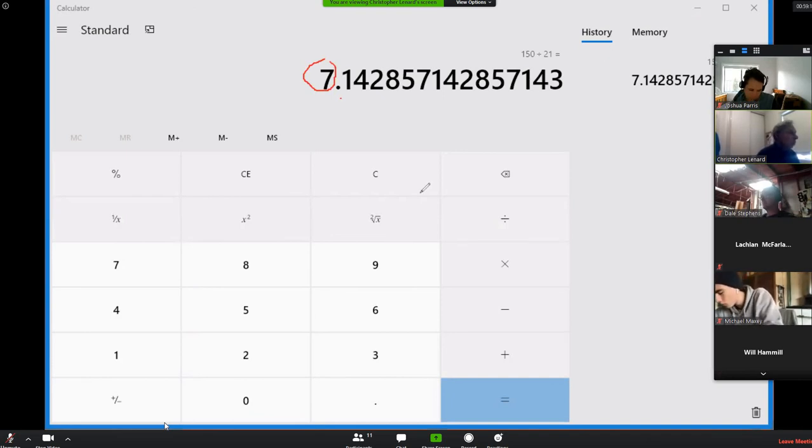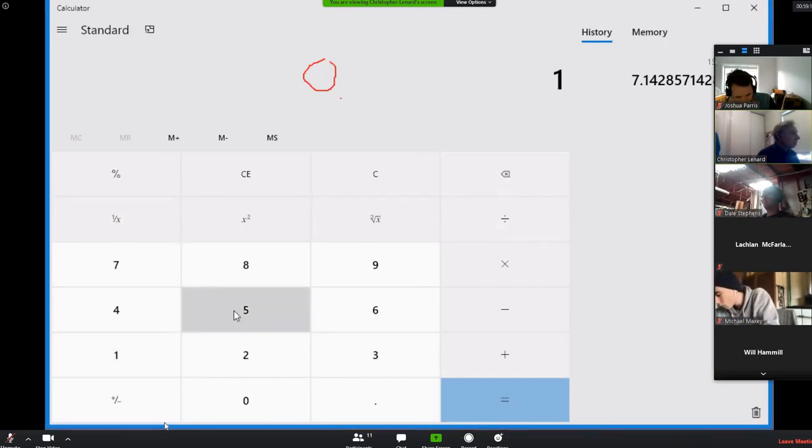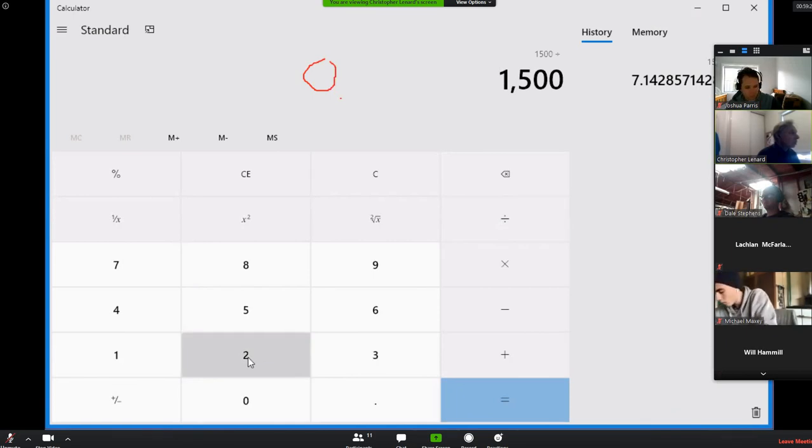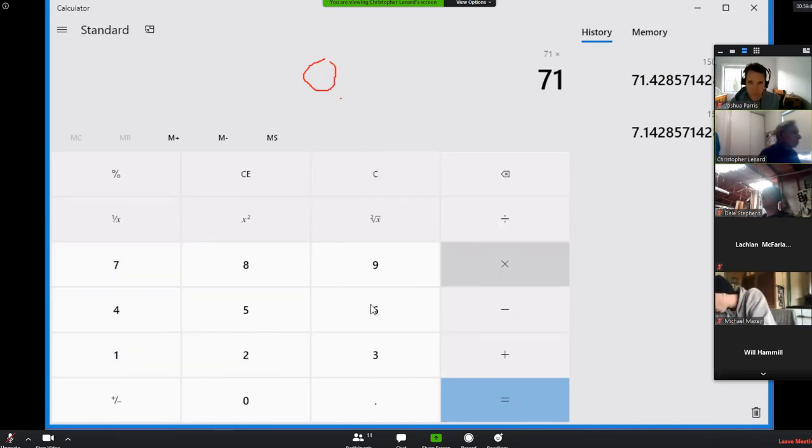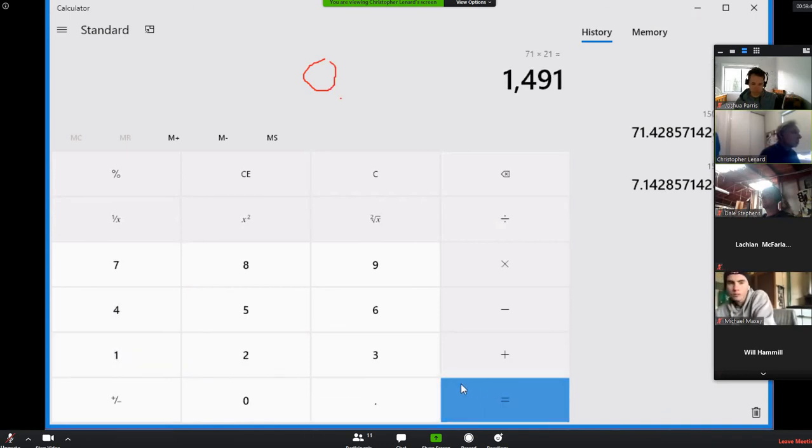Or if we had done 1,500 divided by 21, it is 71 point something. So it'd be a different remainder. So let's see, what is 71 times 21? That's equal to 1491.